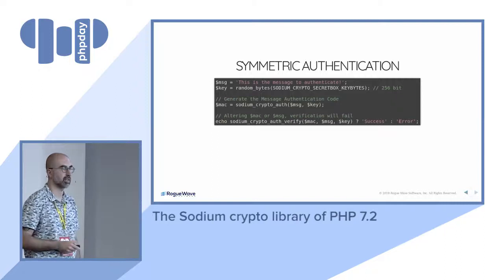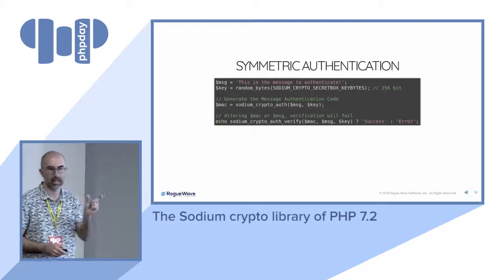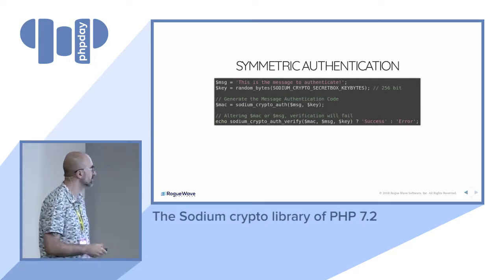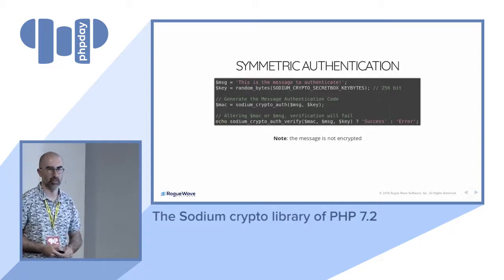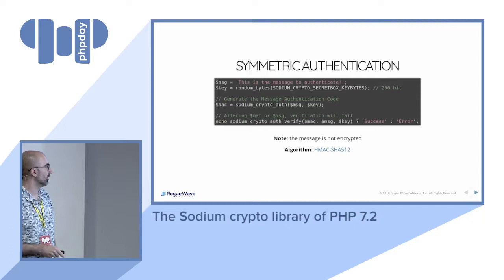And it provides a MAC. A MAC is a fixed string, like a hash, basically. It's a hash plus a key. In order to verify, you use the MAC, the message, and the key. It just returns true or false. Nothing special here. It's important to note that the message is not encrypted. This is just to generate an authentication code. And the algorithm used by Sodium is HMAC-SHA-512.